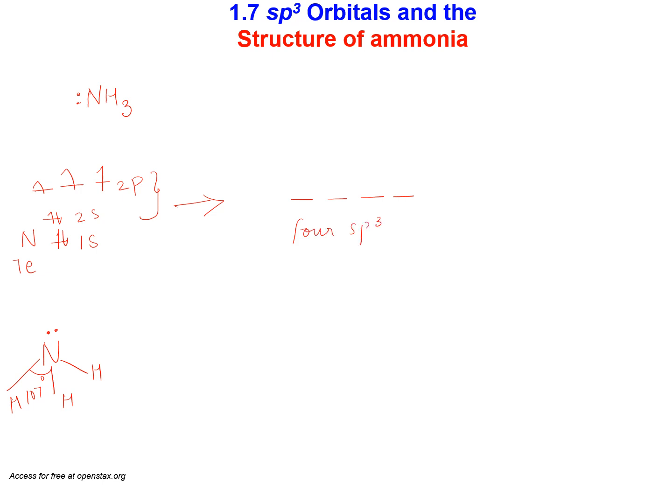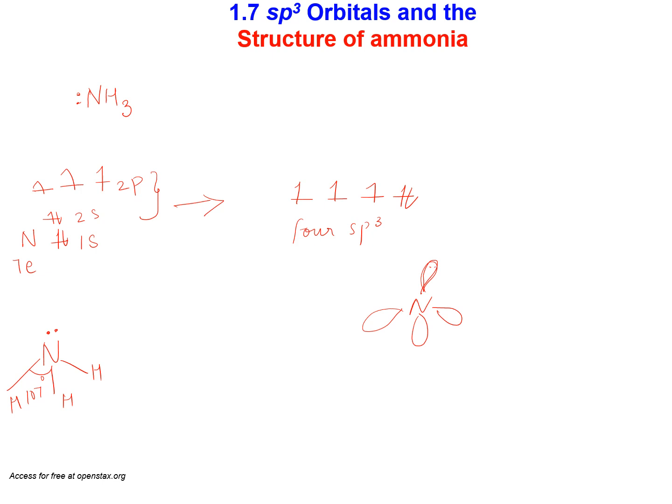Okay, out of that, 3 of them are singly filled, and the 4th one already has a pair of electrons. This is what nitrogen's hybrid orbitals look like. And now, if you draw them out, remember we have to draw only one lobe because it's a hybrid orbital. So these are single lobes of the hybrid orbital.